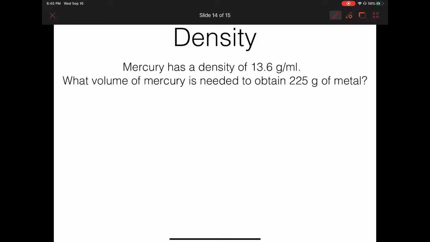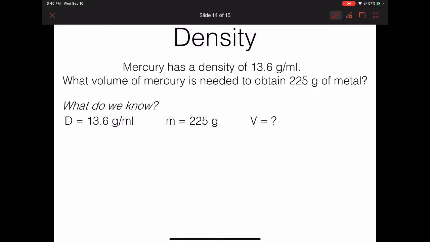Sample problem. It says mercury has a density of 13.6 grams per milliliter. What volume of mercury is needed to obtain 225 grams of metal? So we want to first start by listing what we know is going on in this problem. We have two pieces of information. We have a density that's equal to 13.6 grams per milliliter and a mass equal to 225 grams. The volume is what we're being asked to solve for.